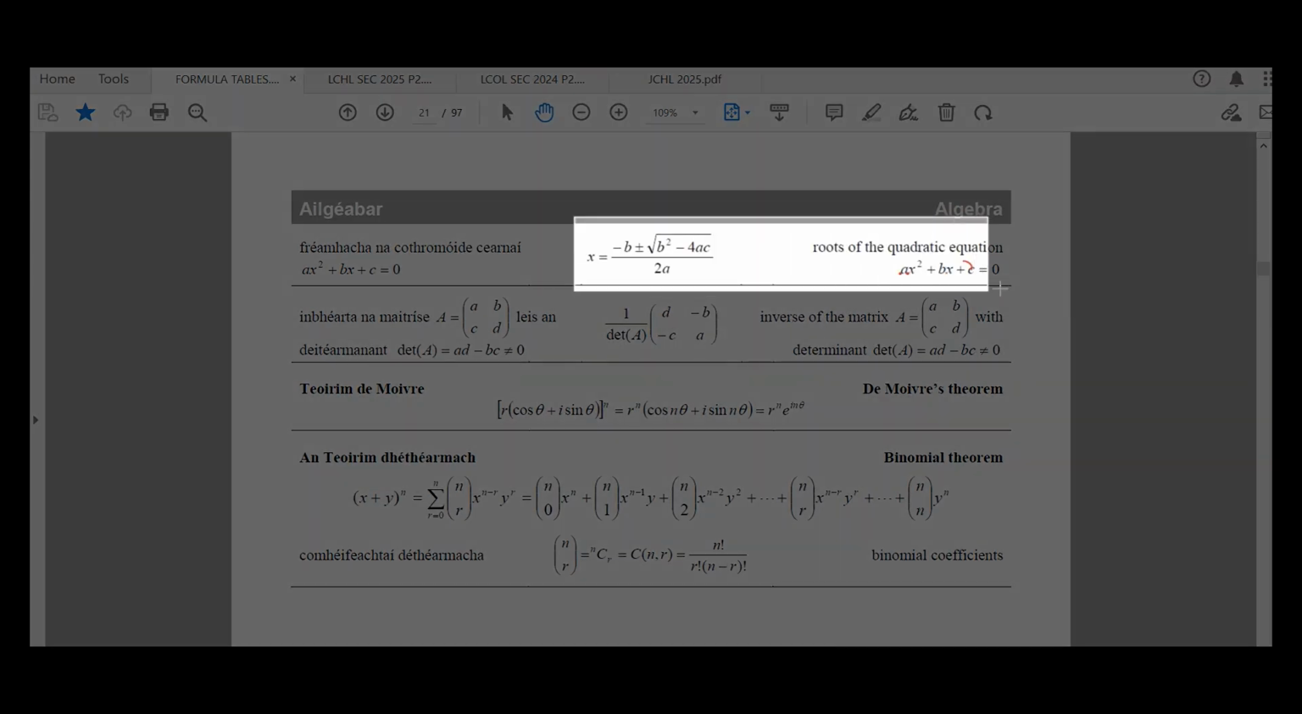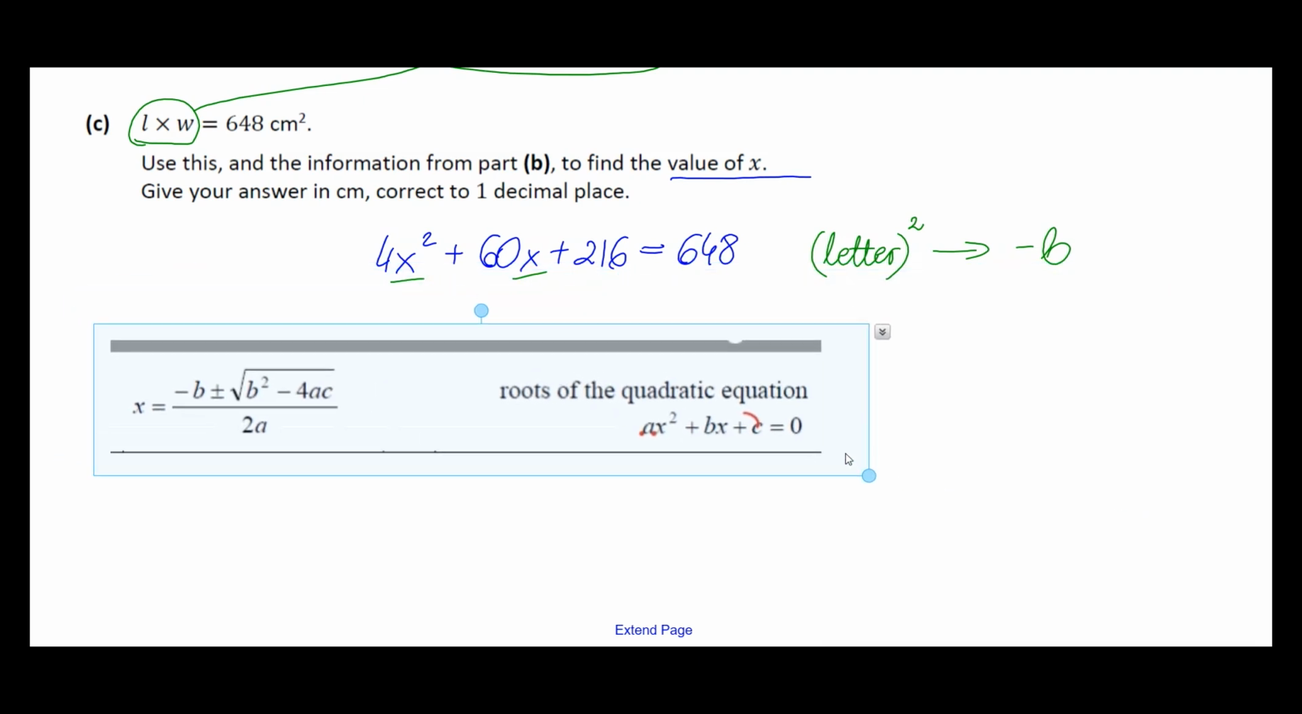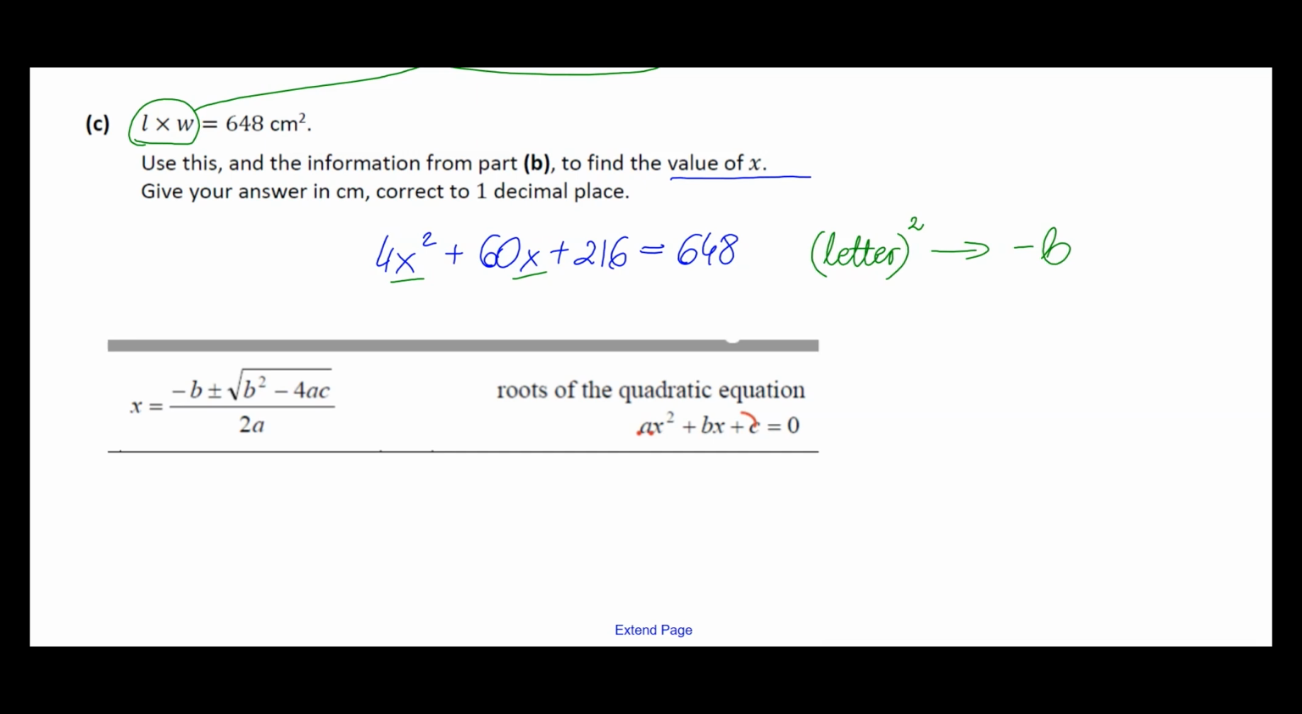That's our formula. In order to use this formula, we need to know what a, b, and c are. So a is the number that stands beside x to the power of 2. That will be a. B is the number that stands beside x with no power. So that is b. Now, the problem we are having is with c, because in the table they are telling us we should have 0 at the end, but we don't have 0. So that means that number has to move. So 4x to the power of 2 plus 60x plus 216.